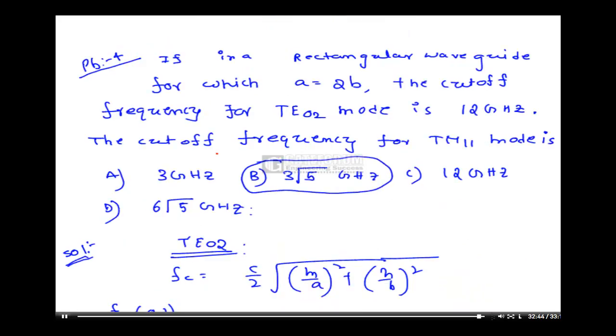Option B is correct. The only thing is, when you are calculating, you must calculate accurately. Accuracy is important in waveguide problems. You will get very simple problems in waveguide, so just use the formula and calculate accurately. So this is another kind of problem.